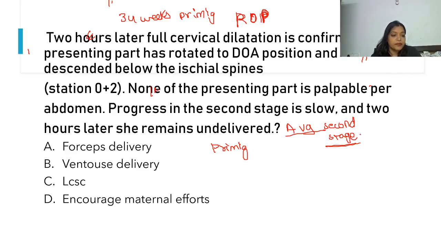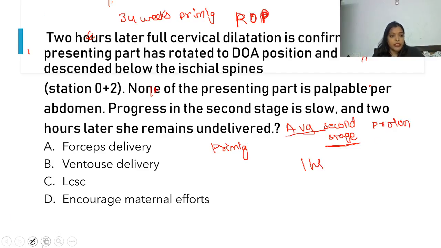Normally, on an average, the second stage for a primigravida is 1 hour. Normal second stage for a primigravida usually takes 1 hour. When do you call prolonged second stage?